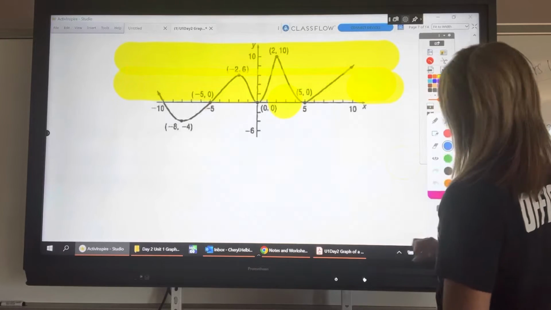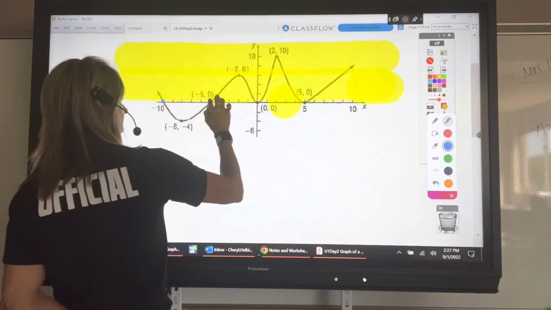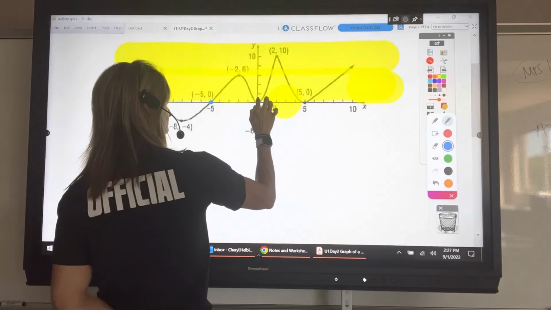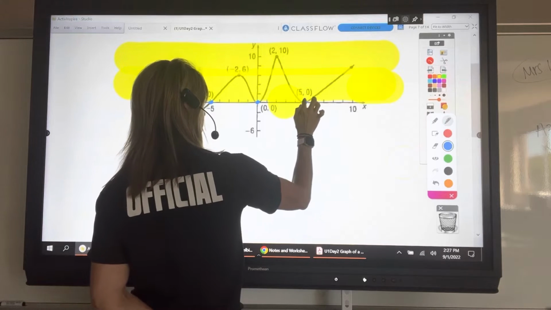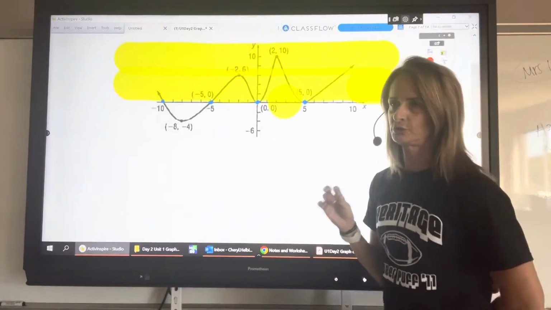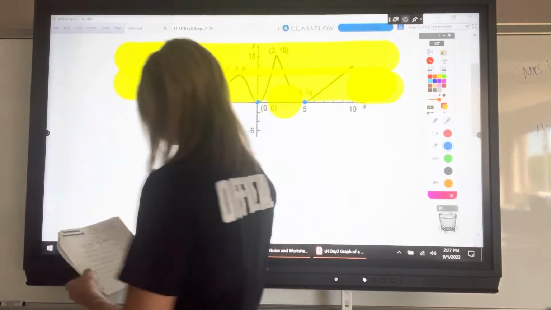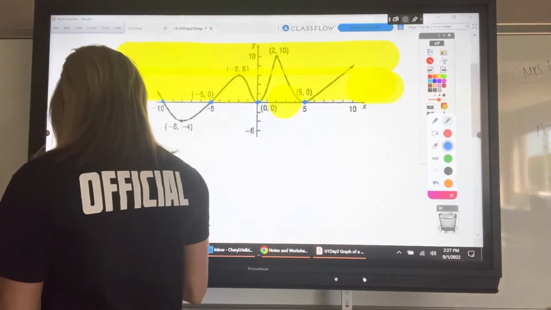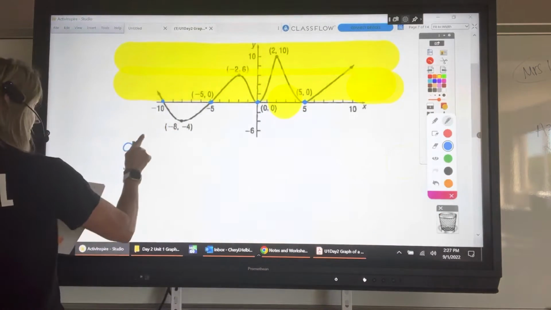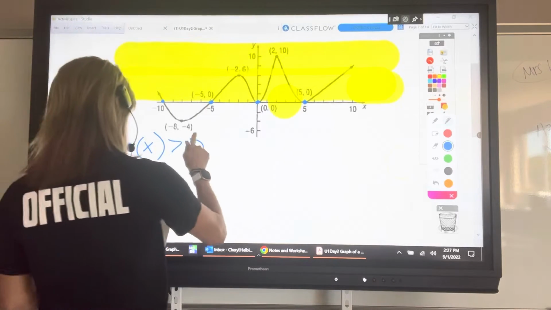Change pace. These points right here on the graph, those are where g of x is equal to 0. And this particular problem is asking, I don't know why this went away, but somehow it went away. Where is g of x greater than 0?